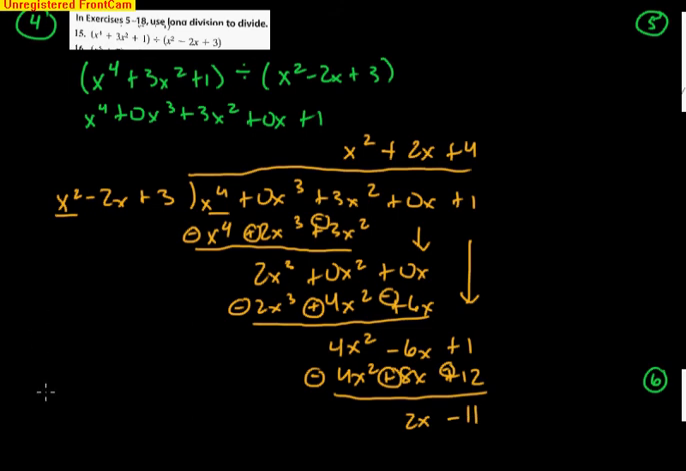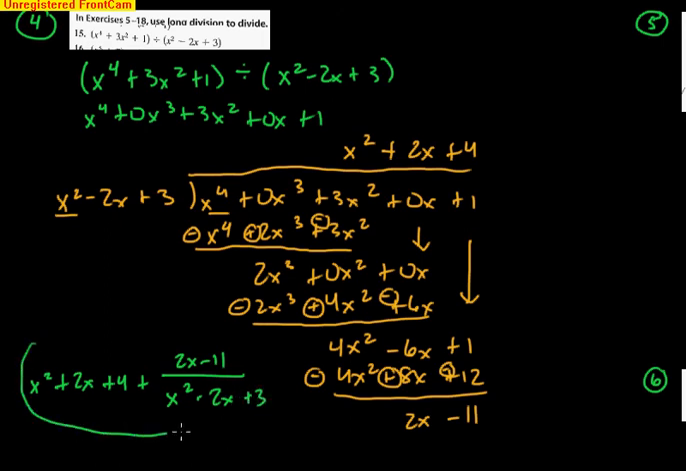There's your remainder. So the answer to this question is x squared plus 2x plus 4 plus the remainder 2x minus 11 all over what you divided by, x squared minus 2x plus 3. Long division. Make sure you fill in those zeros.